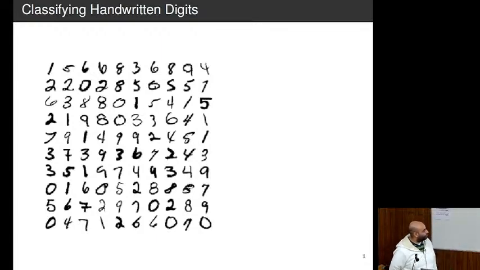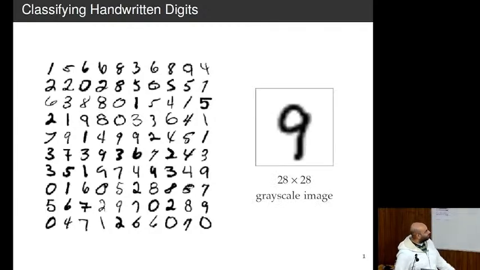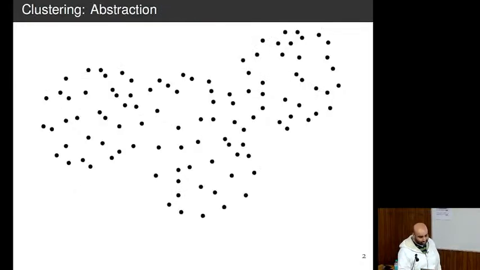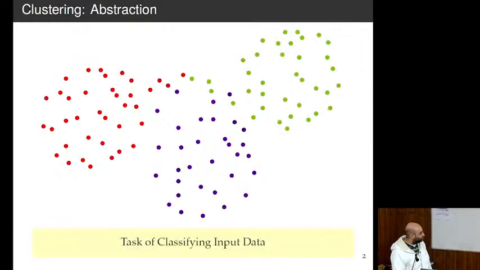Clustering is used when you have, for instance, handwritten image data. You can look at each image as a bunch of pixels, and then as a high-dimensional vector, and you want to put two high-dimensional vectors in the same cluster if they are close in some distance measure. I like abstracting, so let's abstract. You have some points in space, and I see clustering as just the task of classifying the input data based on some measures.